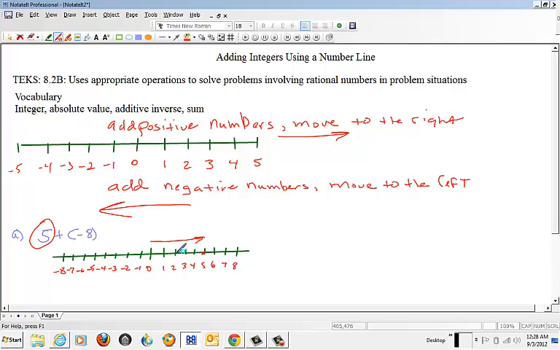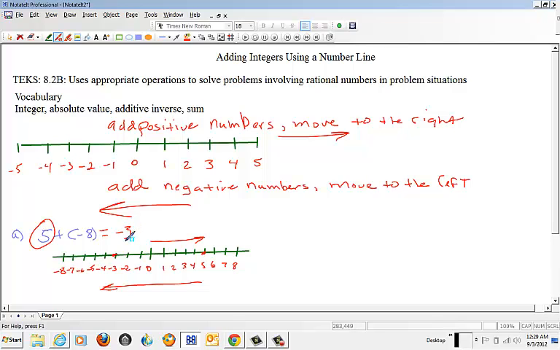So 1, 2, 3, 4, 5, 6, 7, and this is where we want to stop, at a negative 3. From here we're adding, so we go back to the left. We begin at 0, went to 5, and from 5 we went back 8 units and ended at a negative 3. So we can conclude that 5 plus a negative 8 equals a negative 3.